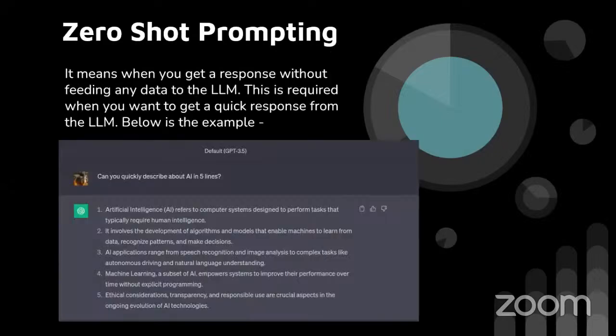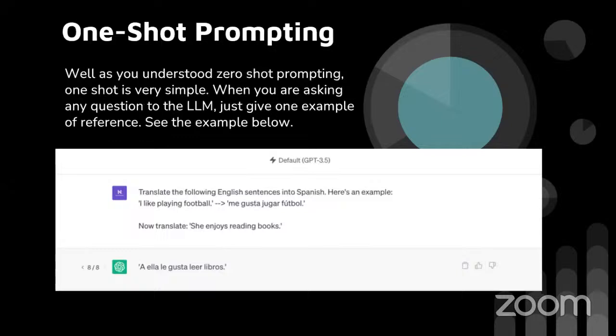A couple of examples that we have seen so far are zero-shot prompting, where you get a response without feeding any data to the LLM. You're just asking a quick question, and it's giving you the answer without any example that you feed in, right? So it will answer on its own. Then you have one-shot prompting, which is a little different from zero-shot prompting. Here, when you're asking a question, you also give an example. So the LLM knows exactly how to answer your question, right? You're giving it a hypothetical example so that it understands your instructions clearly and answers your question accordingly.